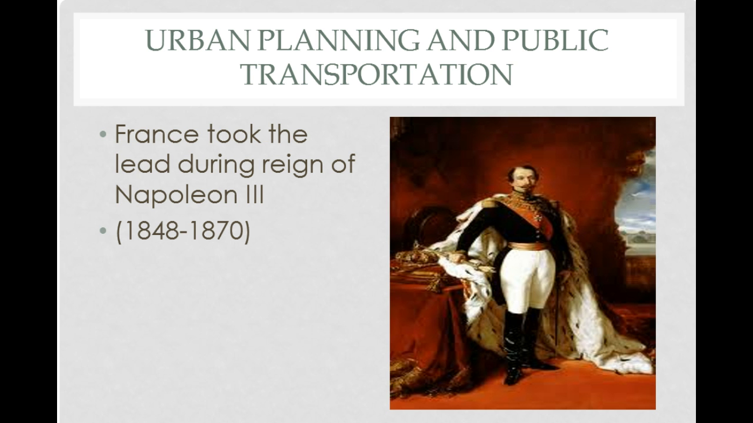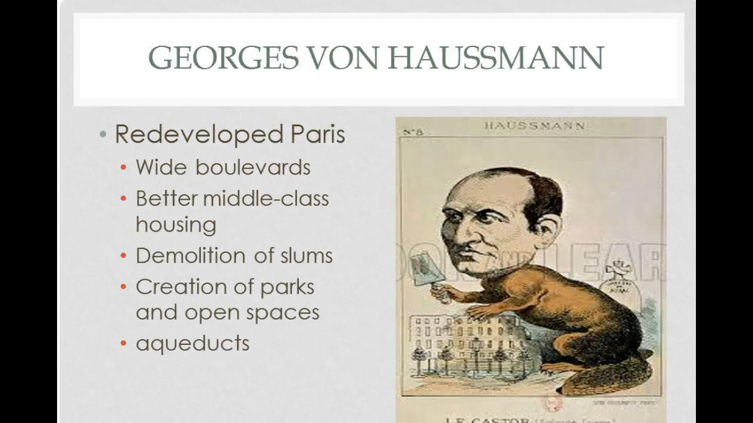They have to tear down all these houses to create wider boulevards, so we'll see better housing for middle class outside. What do you need when you move people out of the city that work in the city? Public transportation. So we'll see the demolition of slums, creation of parks and open spaces, and then we're going to talk about in a second the electric streetcar.